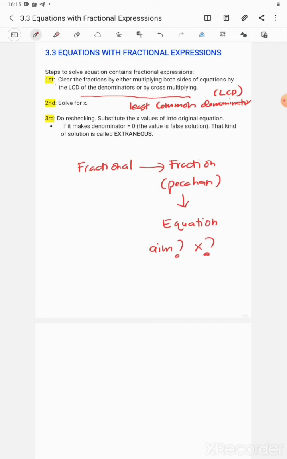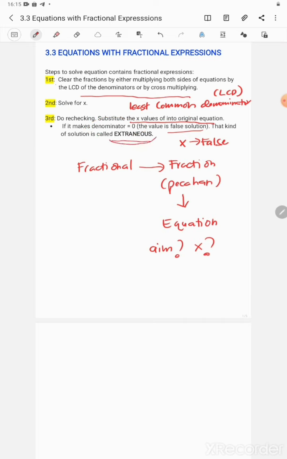And then solve for x. Once kita dah dapat, okay, kita akan cari value x macam biasa. And then once you get the value of x, you have to do rechecking. Okay, substitute the x value into original equation. And if it makes denominator equal to 0, means that this is false solution. Okay, the value is false solution. Apa yang kita dapat x tadi tu adalah false. Kalau kita substitute dalam original equation, denominator dia kita dapat 0. That kind of solution we call it as extraneous.